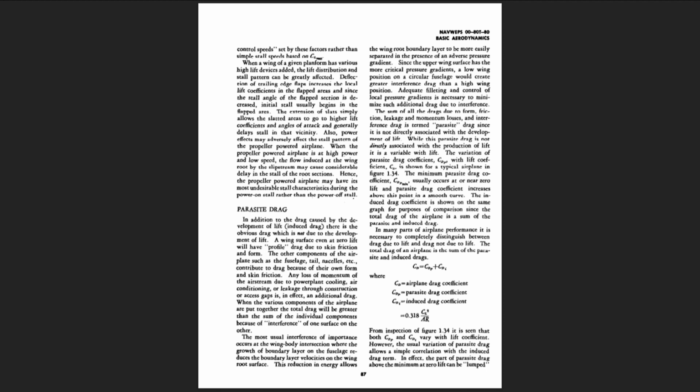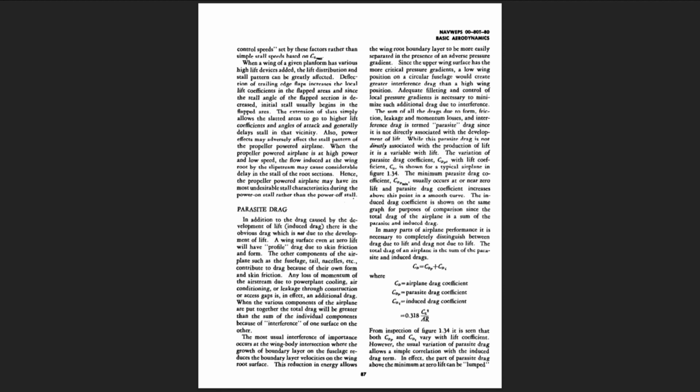The most usual interference of importance occurs at the wing-body intersection where the growth of boundary layer on the fuselage reduces the boundary layer velocities on the wing root surface. This reduction in energy allows the wing root boundary layer to be more easily separated in the presence of an adverse pressure gradient. Since the upper wing surface has the more critical pressure gradients, a low wing position on a circular fuselage would create greater interference drag than a high wing position. Adequate filleting and control of local pressure gradients is necessary to minimize such additional drag due to interference.